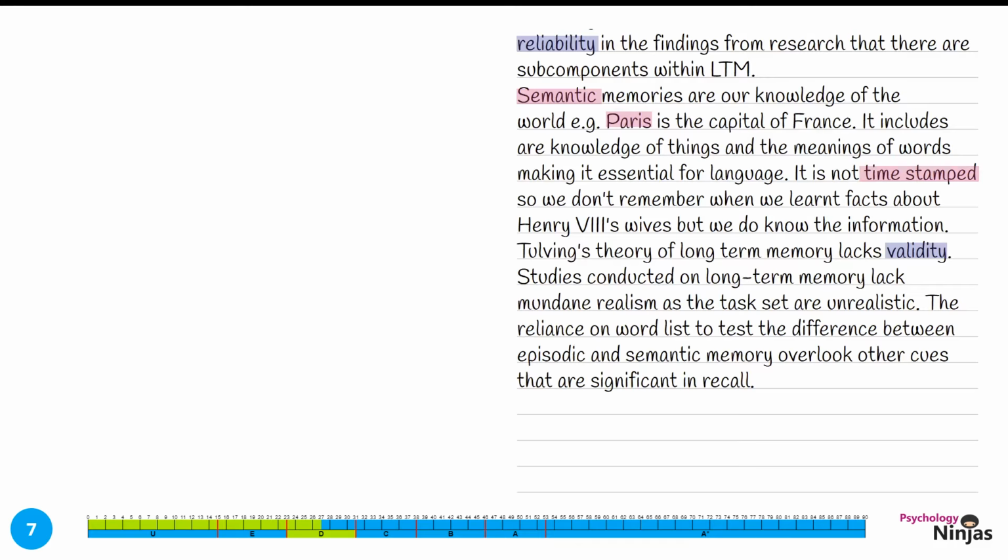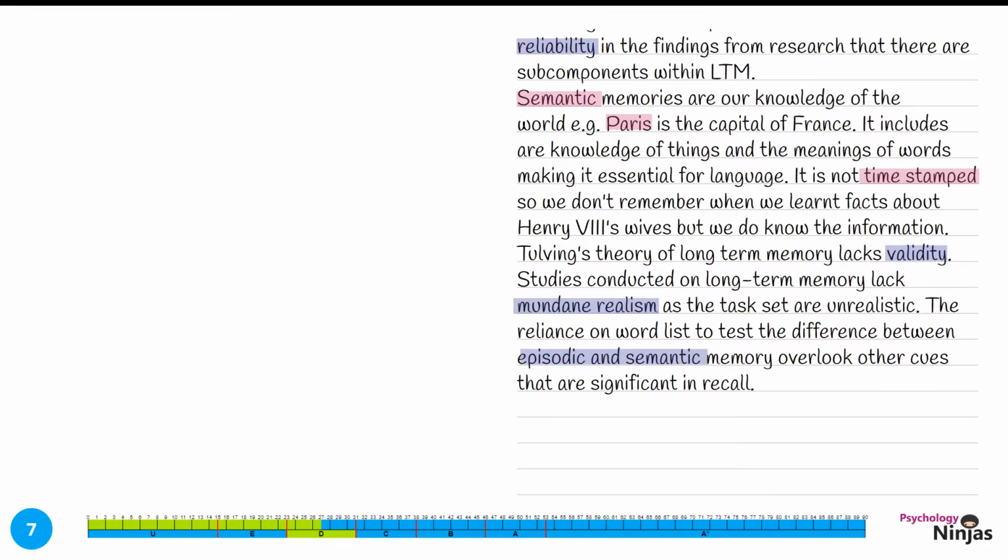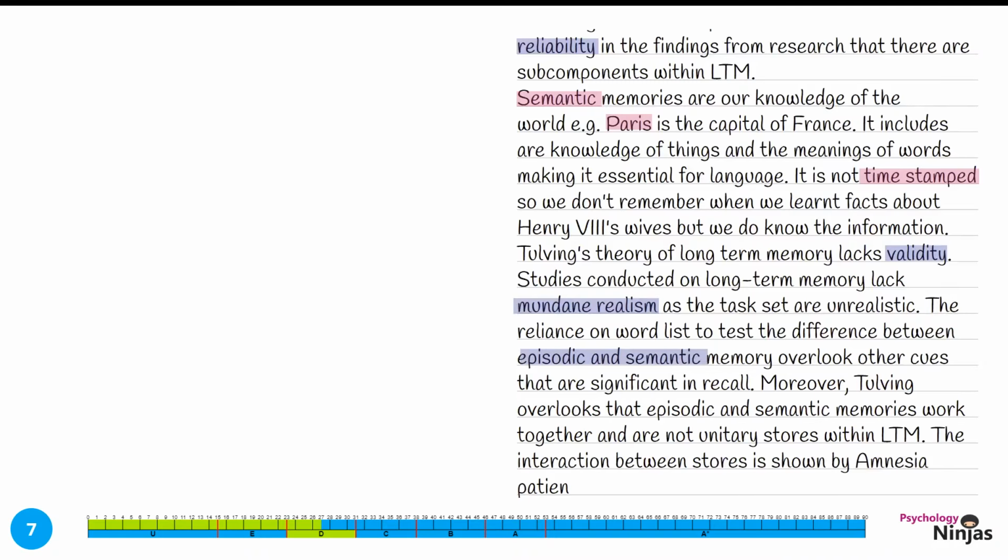We're showing our psychological knowledge here by talking about mundane realism. This is the task rather than the location of the study. It's also really important here we've explained why this is significant, and that this reliance on word lists isn't really testing the difference between episodic and semantic memory. We're going to elaborate in this paragraph by giving a further weakness.